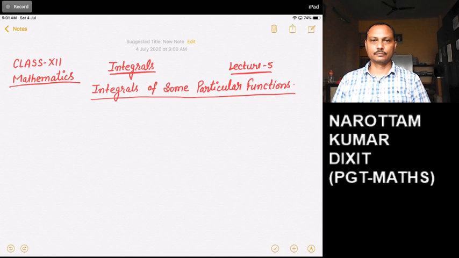So we are here to continue the chapter integrals. This is our fifth lecture, integrals of some particular functions. So today we are taking integrals of some particular functions. So let us start.